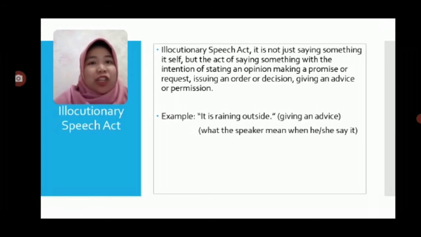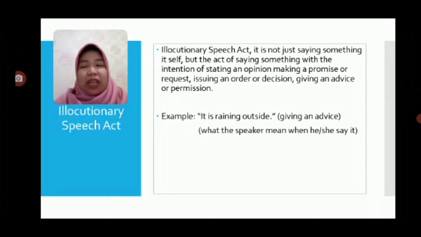Here is an example of illocutionary speech act. It is raining outside. It refers to giving advice, or what the speaker means when he or she says it. It is the speaker's intention in delivering an utterance, accomplished in speaking and defined within a system of social convention. Illocutionary acts include stating, warning, threatening, ordering, predicting, and requesting. In the example, it is raining outside, the utterance would mean the speaker wants the listener to use an umbrella if he or she goes out, or the speaker wants you not to go out because it is still raining outside.